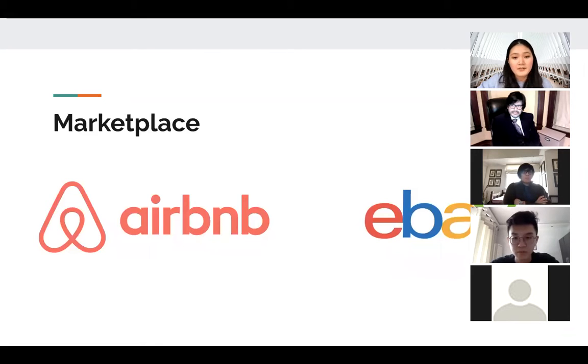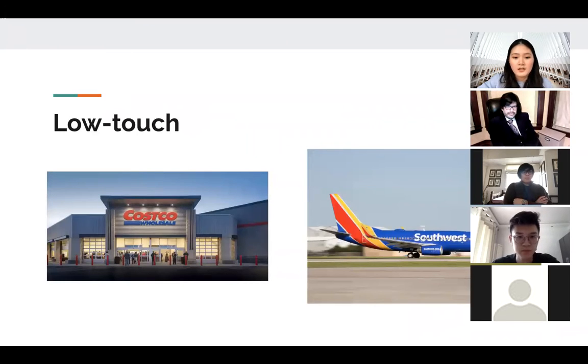Yeah, and marketplace business models, like Airbnb and eBay, allow sellers to list items for sale and provide customers with easy tools to connect with sellers. And a low touch business model means companies lower their prices by providing fewer services. So Costco will be selling their items at a really cheap price. For Southwest, it's a budget airline. And in both of these cases, the services are all built to lower the price as much as possible. And they don't necessarily offer additional services for customers, because consumers know that by going to these places, they're trying to get the low price, which is their competitive advantage.